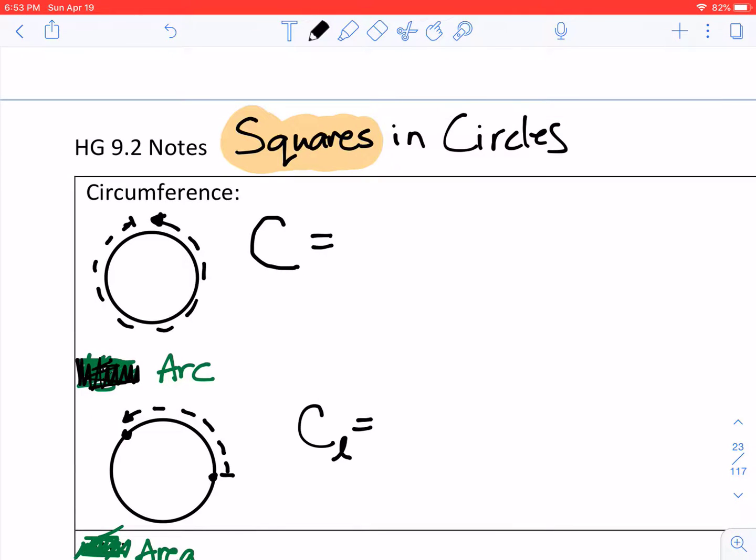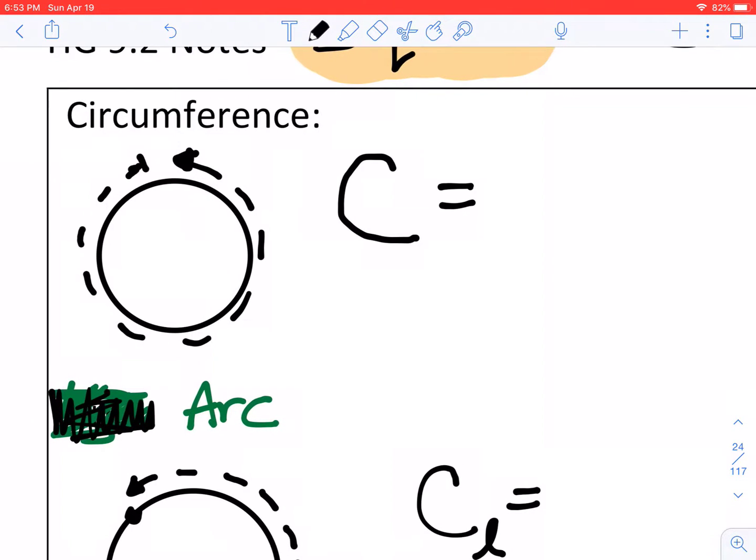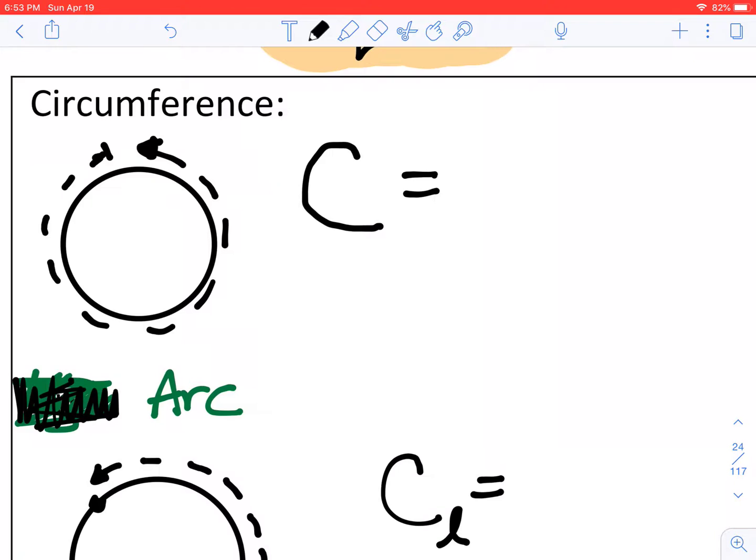Alright, 9.2, squares and circles. I know that sounds kind of weird, but it's kind of how does the circle relate to powers of 2. So a little bit of background information. Again, hopefully most of this is review. There'll be a few new concepts here though, and especially one kind of comes in right at the end.